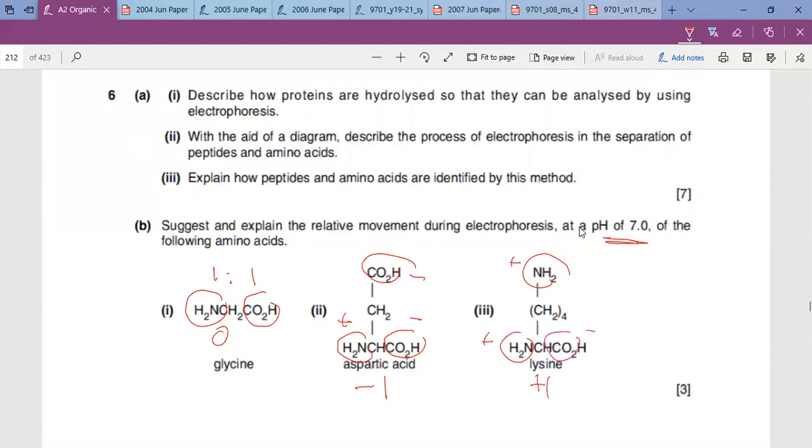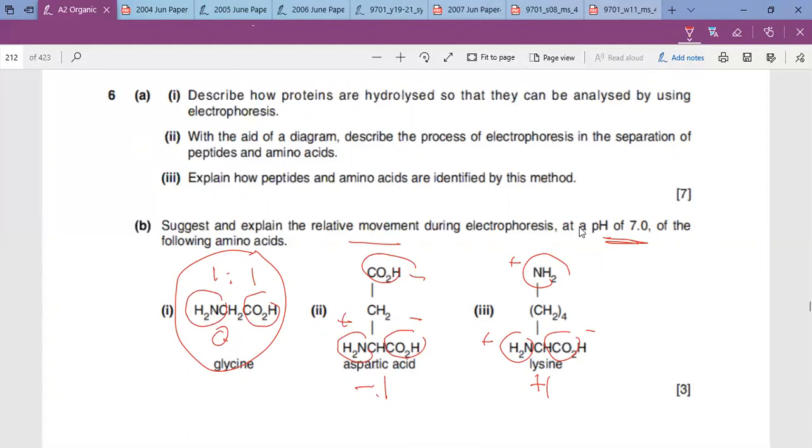So of course, the relative movement, just explain relative movement. That means this one will not move. Why? Because it's neutral. Draw the structure out. This will move to the positive pole. Why? Because it's negative here. This will move to the negative pole.